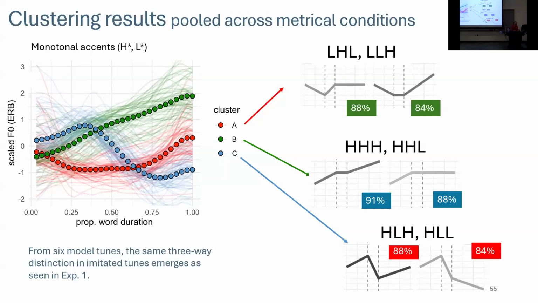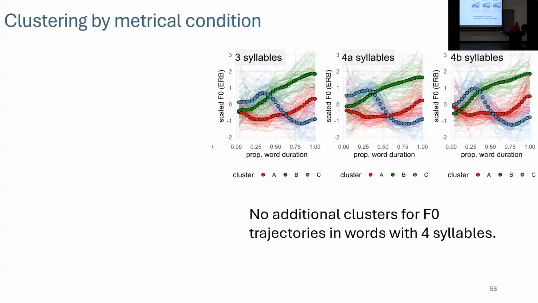So let's take a look at the clustering solutions for each of the different metrical conditions separately, because that was our real interest. So here we have the clustering solutions for the subset of data where they were imitating the tunes on a 3-syllable word, on a 4-syllable word with 1 stress, and on a 4-syllable word with 2 stresses. No additional clusters came out. We didn't reveal any other distinctions. We still have these tunes merging.